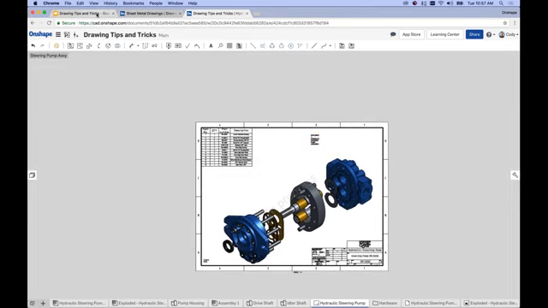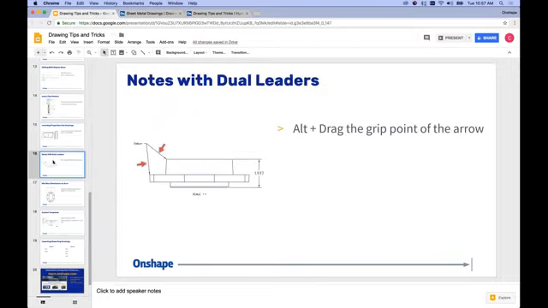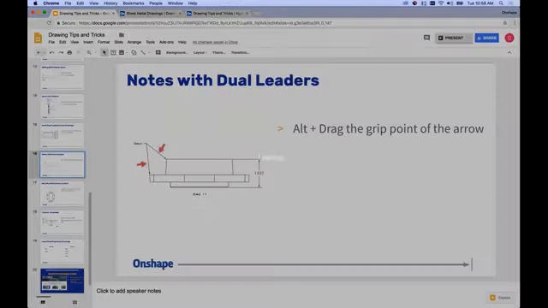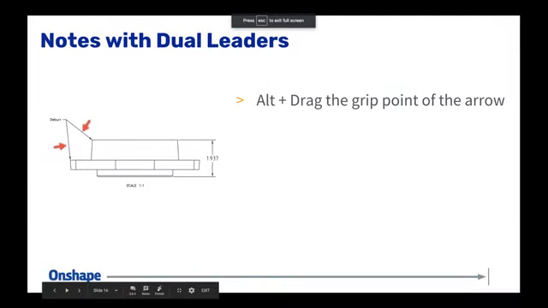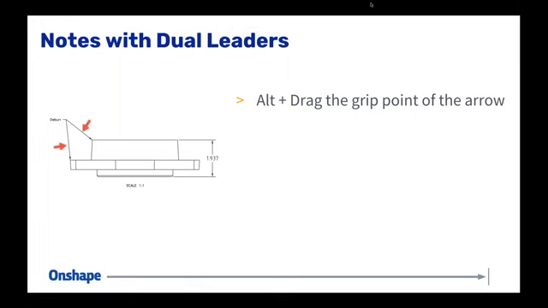Now, what I'd like to get into next is dual leaders. This is another question that comes up often. I have a note, it has a leader, and I need it attached to multiple edges. A good example, I'm trying to highlight multiple faces that need to be anodized, or I need to highlight multiple edges that need to be deburred. I have one note with multiple leaders pointing to the different things that I need referenced.